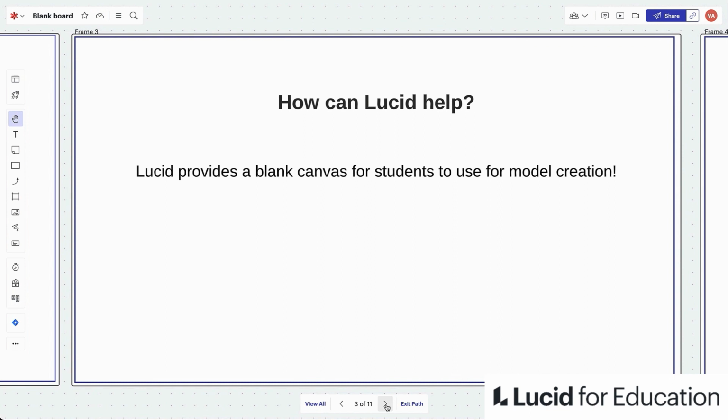So Lucid is fantastic. It's a very versatile tool. It's perfect for supporting student creation of models because they can use drag and drop shapes. They can use images. They can use the pen tool. They can use arrows. Everything about Lucid is conducive to making models of mathematical thinking and reasoning.